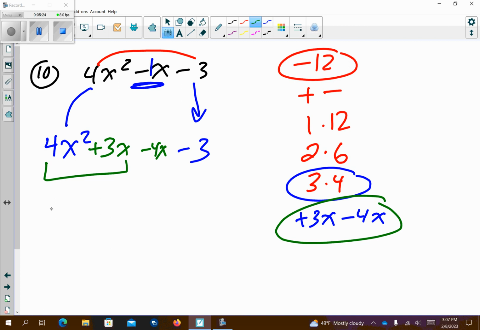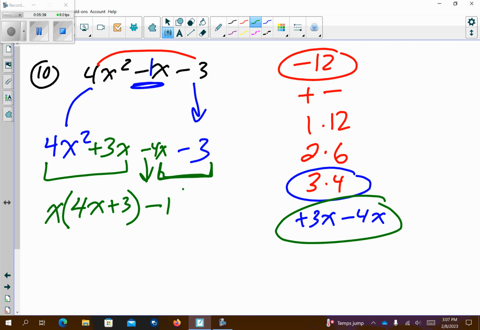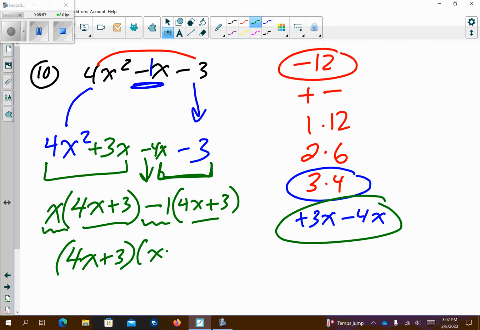What do I have in common between those two? I have an x. I'm going to factor an x out. And then if I factor an x out of 3x, I'm left with a 3. Remember, the middle sign comes down. It doesn't appear I can factor anything out of 4x and 3, so I'm going to use 1 as a placeholder. Remember, I'm factoring a negative out, so if I factor a negative out of a negative, that becomes positive. These are both the same. And then whatever I have left, x minus 1, is right here. That's my answer.